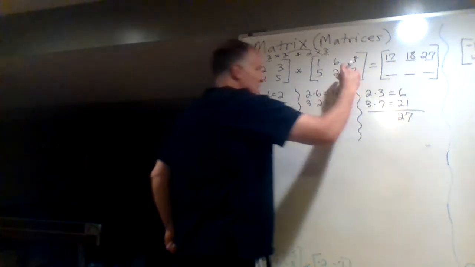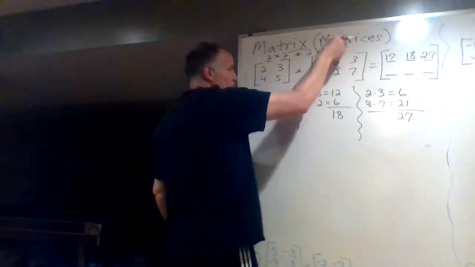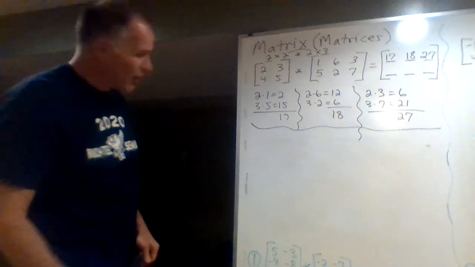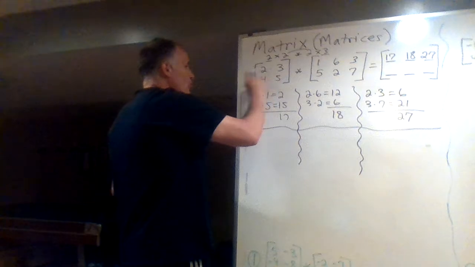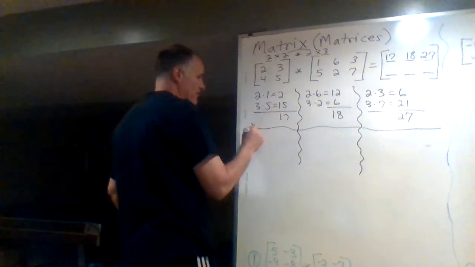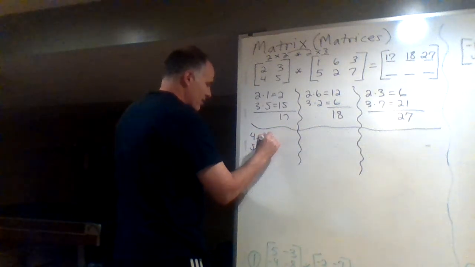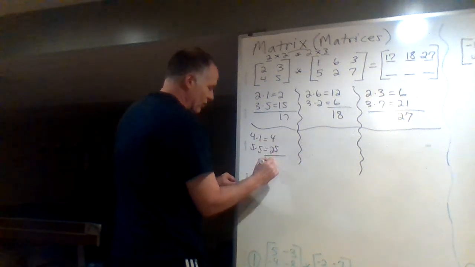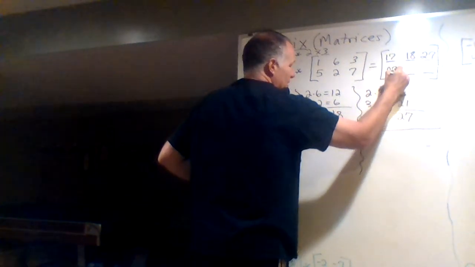Now it kind of makes sense. Now we're on row 2 for each column. So row 2 down each column. It's kind of long, but it's not that hard really if you follow the pattern here. So row 2 down column 1, 4 times 1, 5 times 5. 4 times 1 is 4, 5 times 5 is 25. Combined, 4 and 25 makes 29. There's my answer right there, 29.